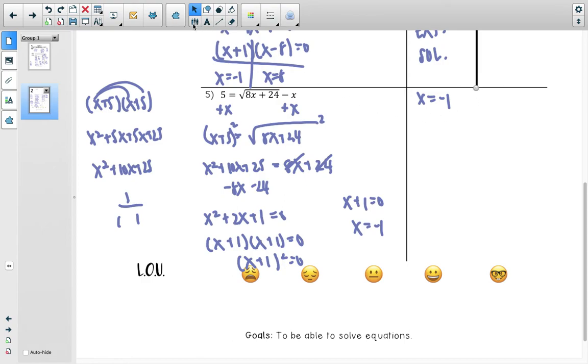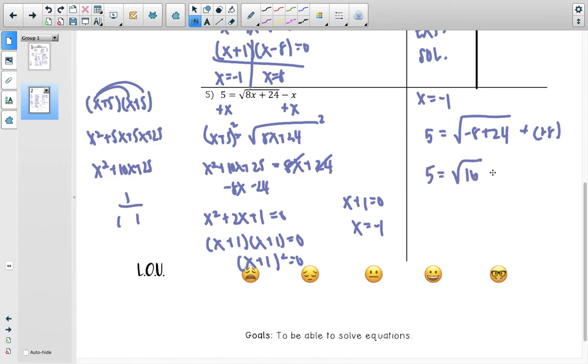All right, 5 equals 8 times negative 1, which is negative 8, plus 24 minus negative 8, which is adding. Okay, 24 minus 8 is what? 16. So you have the square root of 16 plus 8, right? So 5 equals 4 plus 8. Well, 4 plus 8 is not going to work out. Okay. Oh, why do I have an 8 here? Oops, guys, that's the issue. That's a 1. That's a 1. That's a 1. Huh? And it does work. 5 equals 5. Wow. Little things make a big difference.